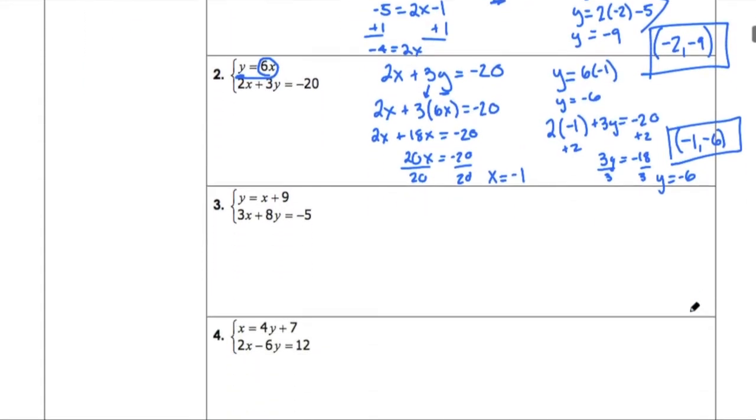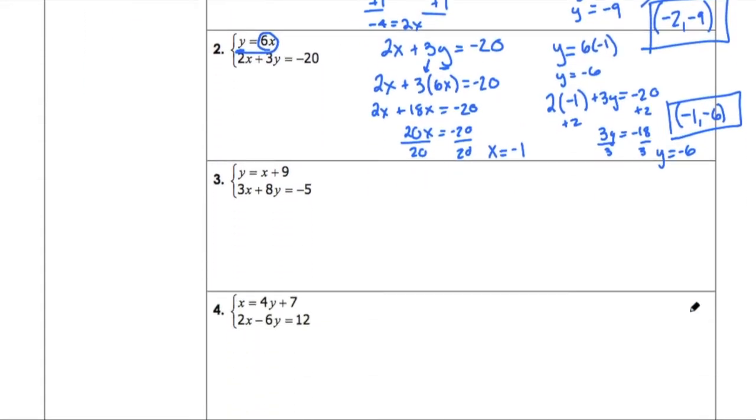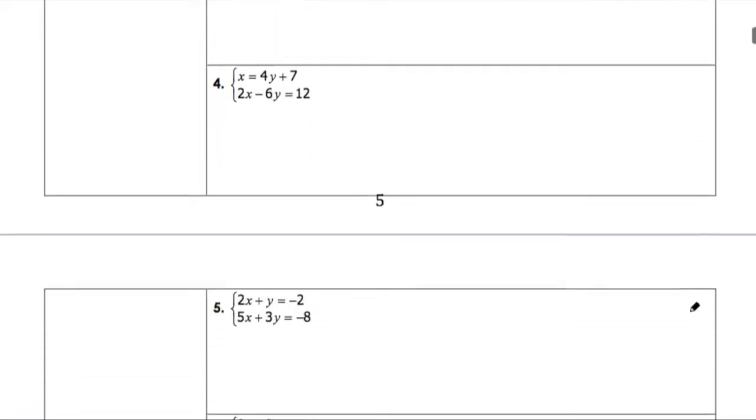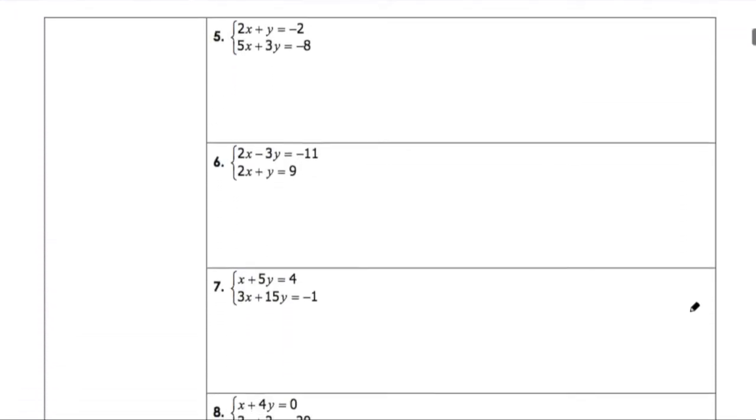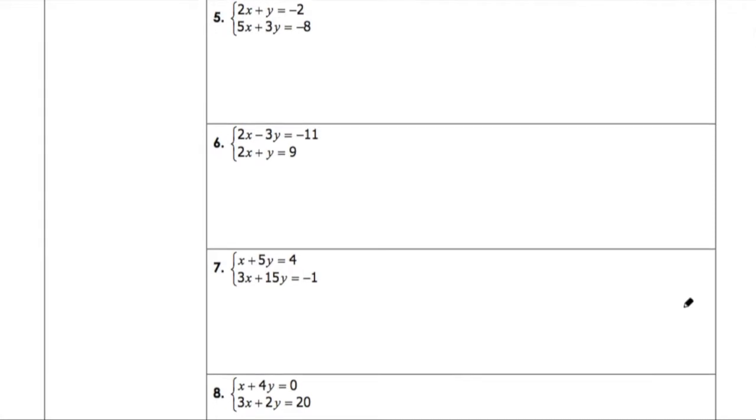So let's jump ahead and look at another example where we have a few new things come up. If we go to number 5 on the next page, we'll notice that in this system of equations, no variable is solved for already. We really have 4 options for a variable we could solve for: x in the first, y in the first, x in the second, or y in the second. It's like a literal equation where we have to solve one of them. We just got to get one variable by itself.